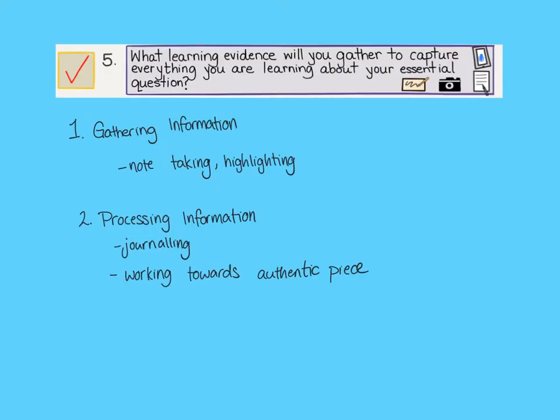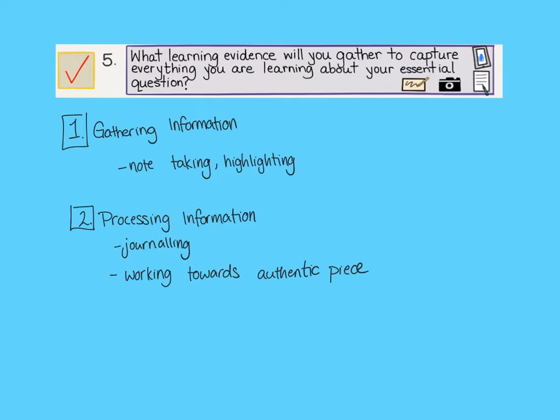The next big part that we're going to focus on is, what learning evidence will you gather to capture everything that you're learning about your essential question? So basically, how will you show that you are learning through the process before you create your authentic piece? So there's two parts to this. The first one is gathering information. So that could be like the notes that you're taking from the videos you're watching or things that you're researching, or highlighting different articles. Some people actually do doodle notes and they draw as they're doing it to organize it. The second one is how you're processing that information.